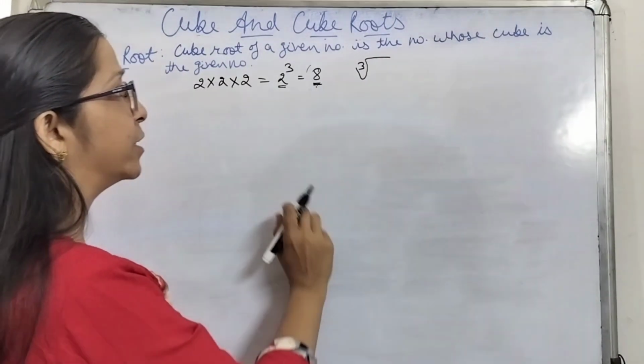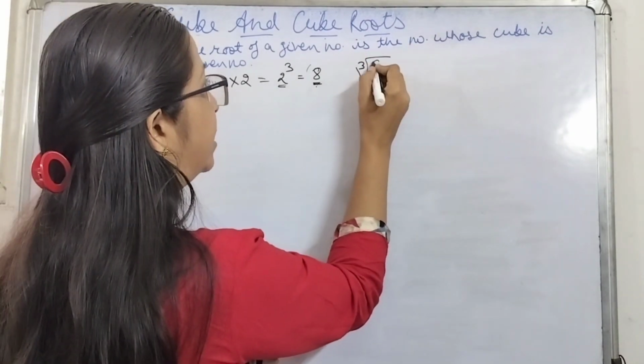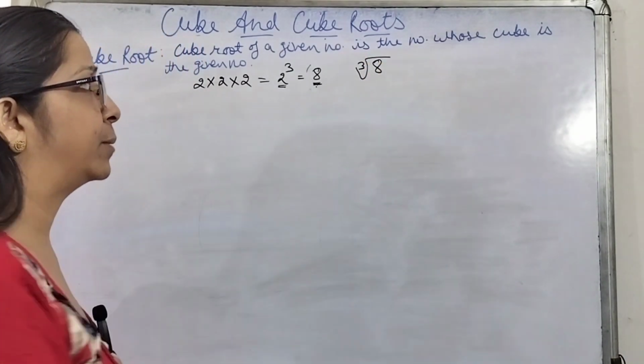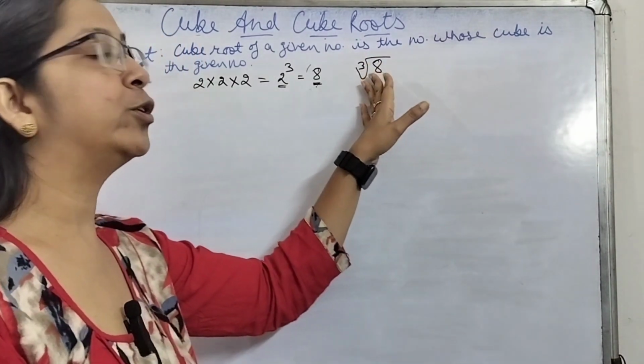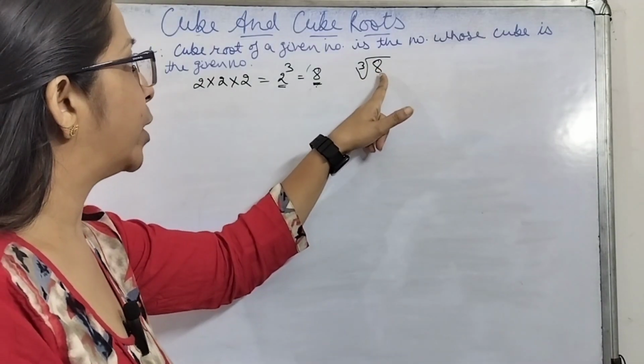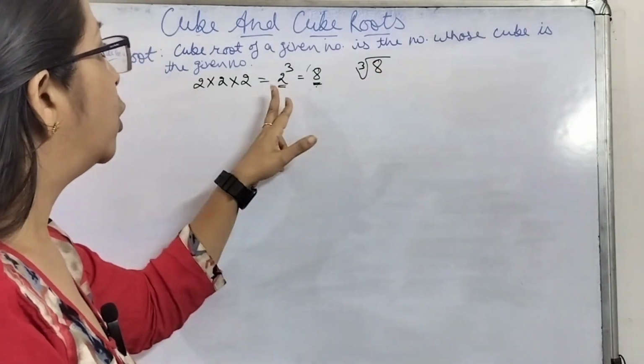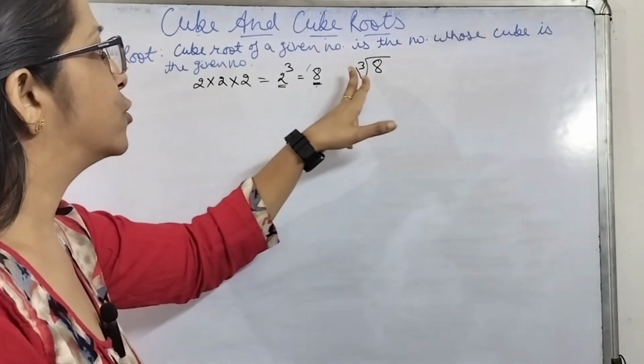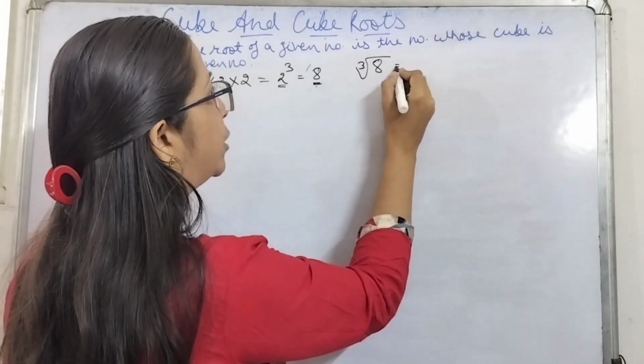So if we have to find the cube root of 8, we will be writing 8 over here. This is how we can represent finding the cube root of 8. So the cube root of 8 will be the number whose cube is 8. So the cube root of 8 will be your 2.